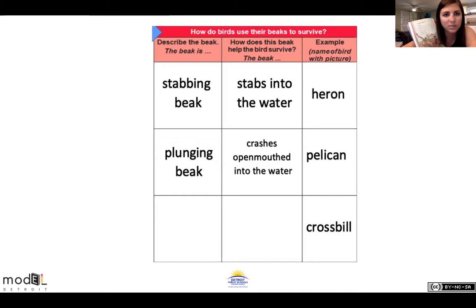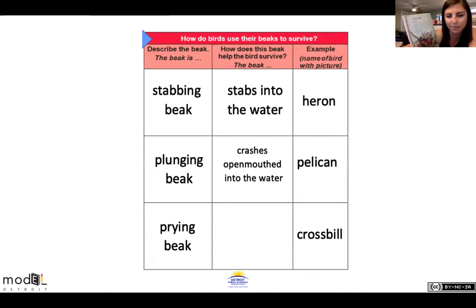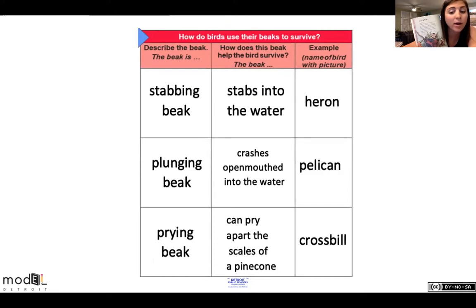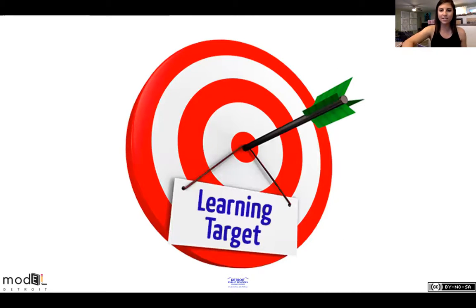So, what does the beak look like? It's a prying beak. And how does this beak help the bird survive? It can pry apart the scales of a pine cone. And I attached a video, so hopefully you guys watched it so you can see the crossbill opening up those pine cones. All right, next learning target.